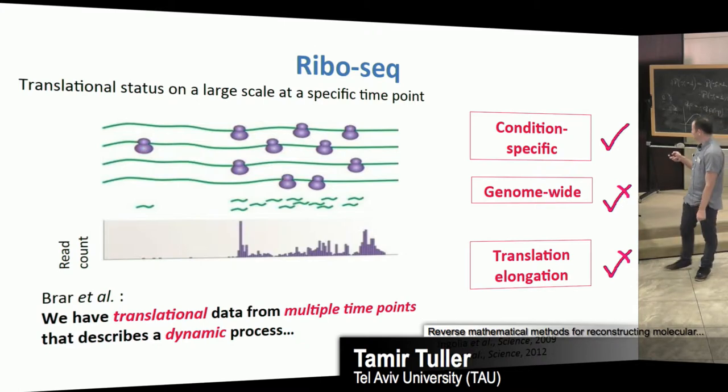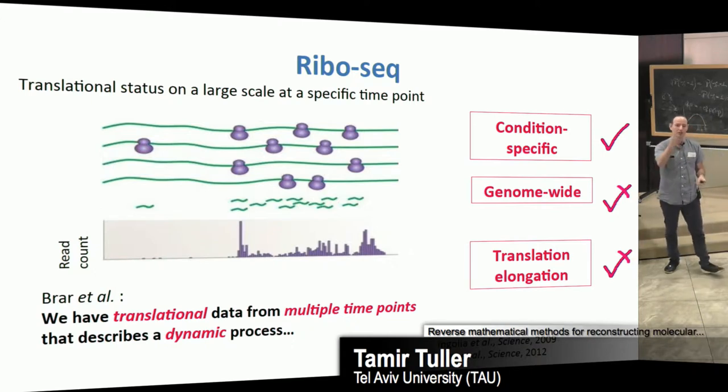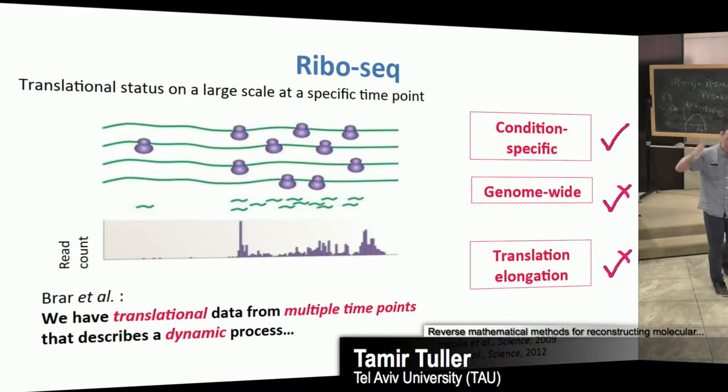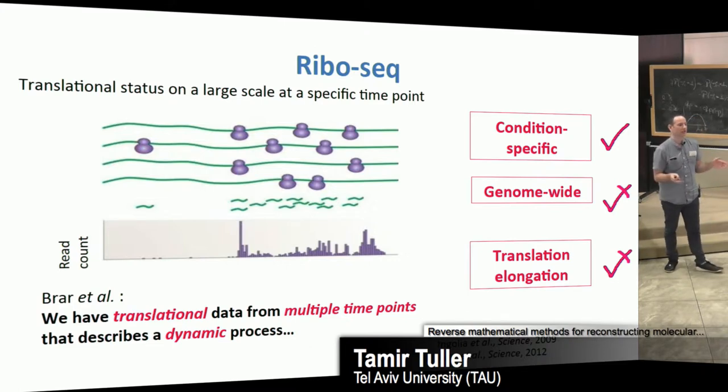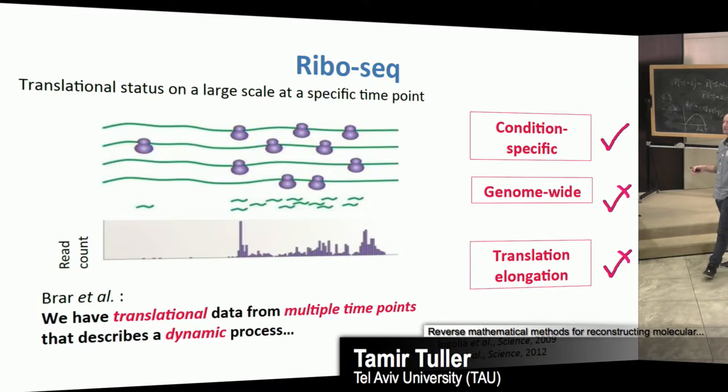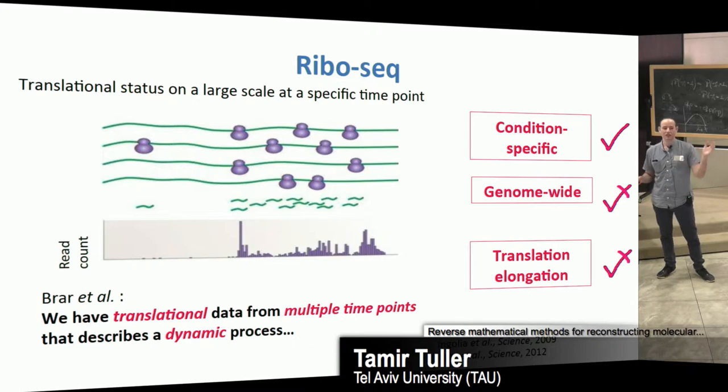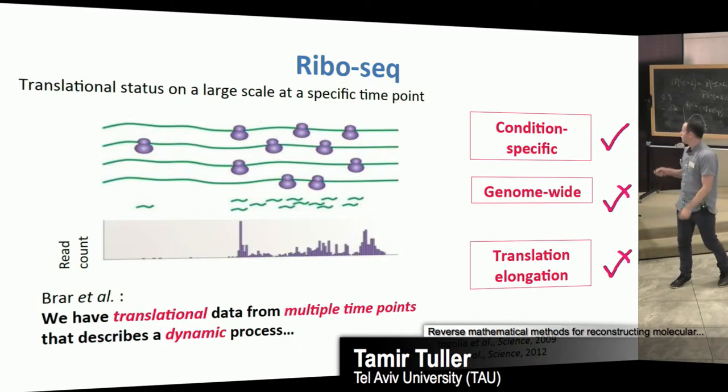these points. RiboSeq can be condition specific, and actually we work with the data of Brar et al. that measured RiboSeq at close to 20 points during meiosis. However, it is not genome-wide, because we have very good coverage only for 20% of the genes, usually, maybe less. For other genes, sometimes we have no read count at all, or maybe three reads. You cannot do anything with this. So with our measure, we can estimate elongation rate for all the genes. So this is an advantage.